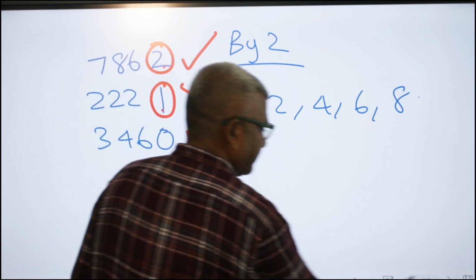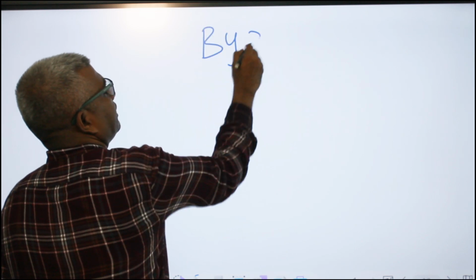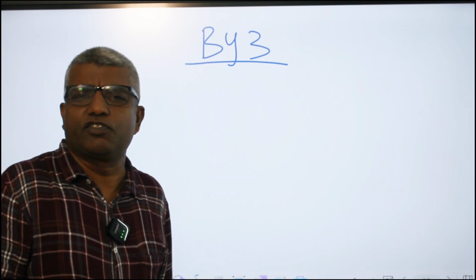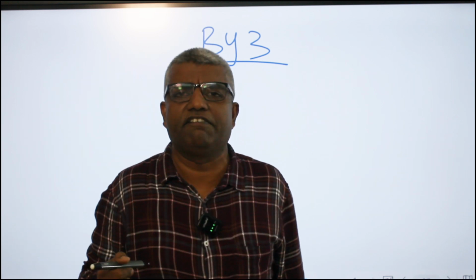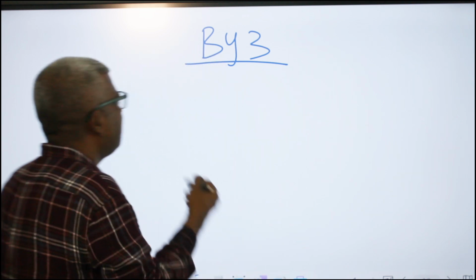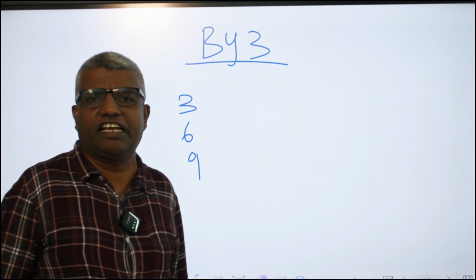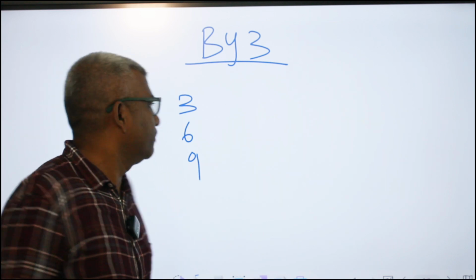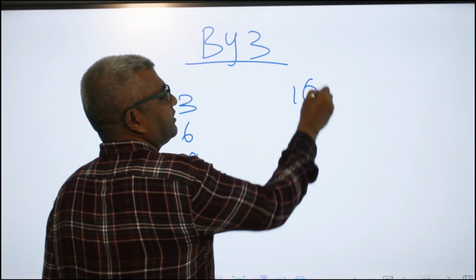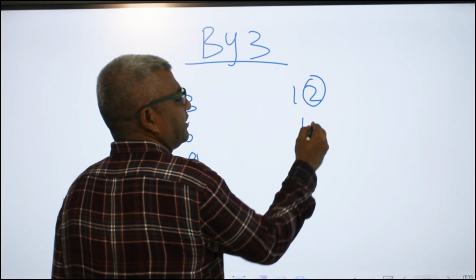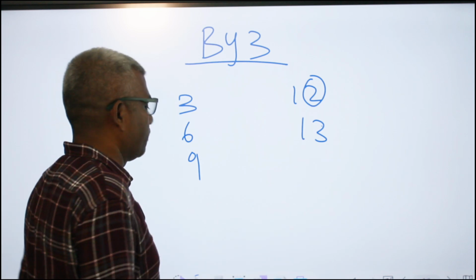Next is divisibility by 3. What is the rule? We may assume that, like divisibility by 2, we check the last digit. The same way we may think of 369, that the last digit may decide it. No. 12 is divisible by 3, but its last digit is 2. 13 has last digit 3, but it is not divisible by 3. So there is one rule.